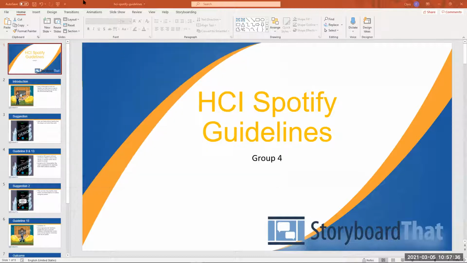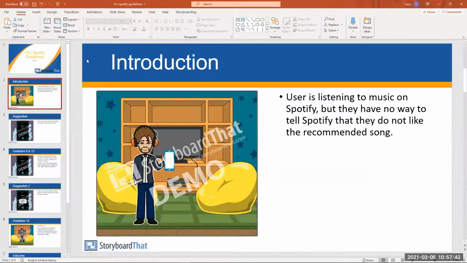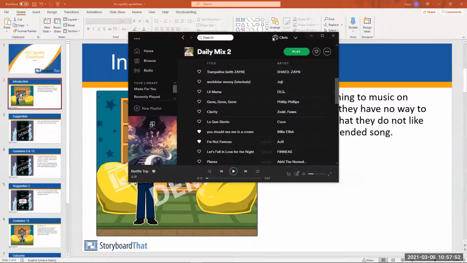So our storyboard is based on song recommendations, namely the problem of a user listening to music on Spotify, but they have no real way to tell Spotify that they don't like or like the recommended song. We've all seen like and dislike buttons before, but if you, for example, look at this Spotify user interface, I'm looking at the recommended daily music for me, and I really have no way of doing anything except for just liking the song. I could skip it, but that doesn't really make it very clear that I don't like the song that they give me.